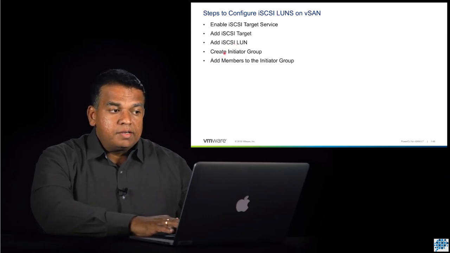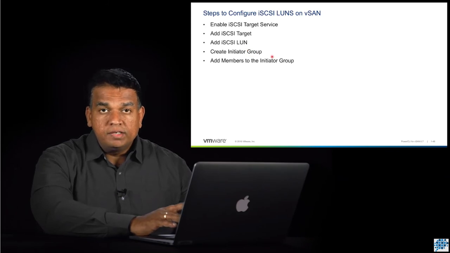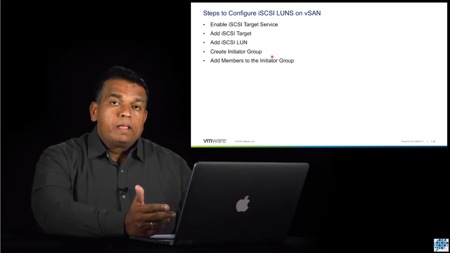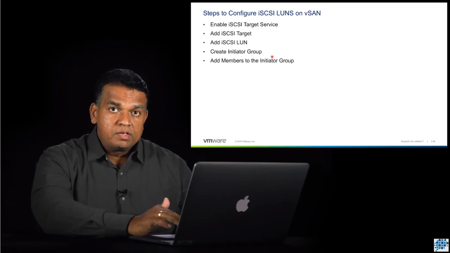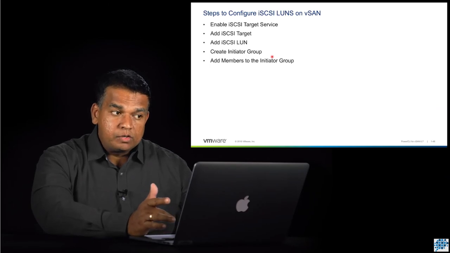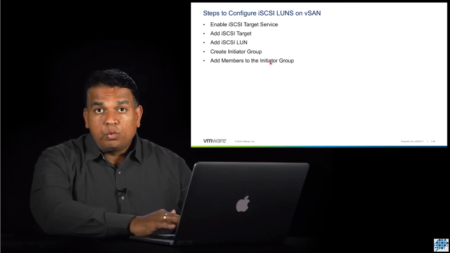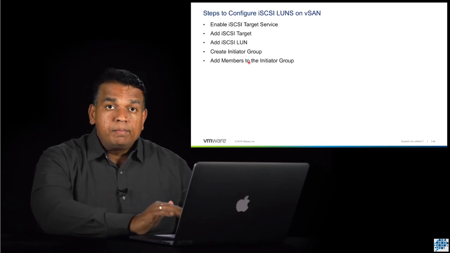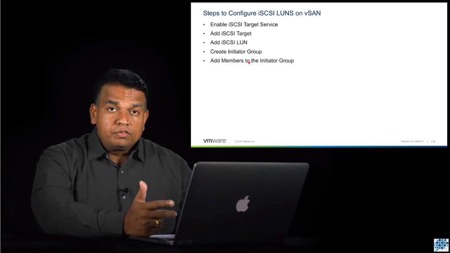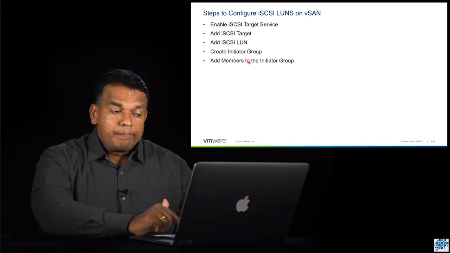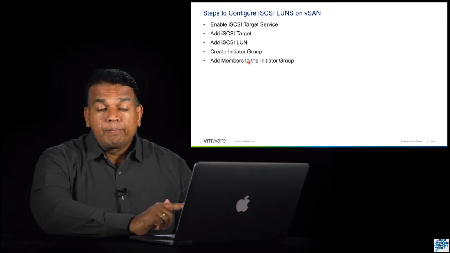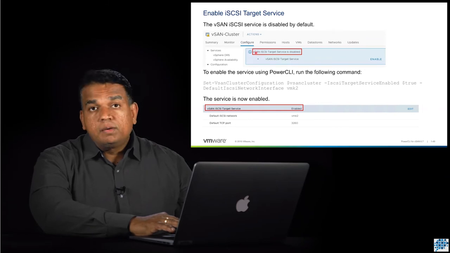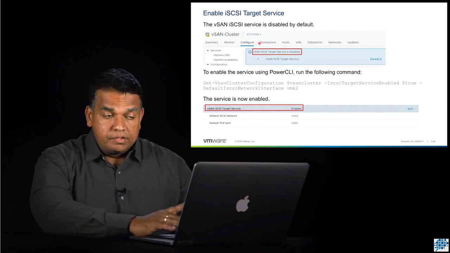And then we'll create an initiator group. The initiator group is the Microsoft host which is going to connect to this target service. So for that we need to create an initiator group, and finally we'll add the required hosts to the initiator group, or add the members to the initiator group. Here the members mean the Microsoft servers which are going to connect to this environment. So those will be the members of the initiator group. Let's get started by enabling the iSCSI target service.